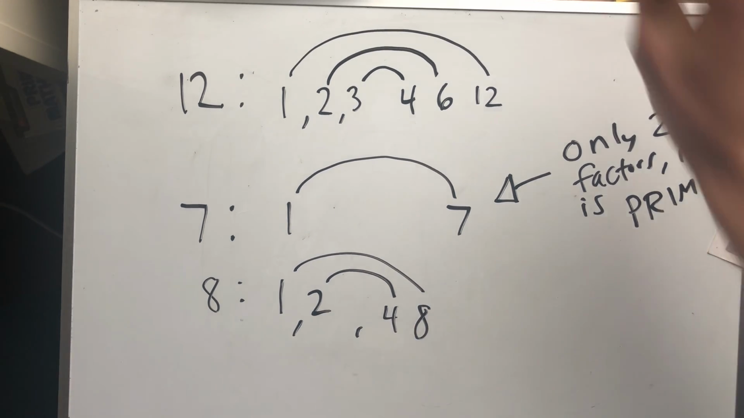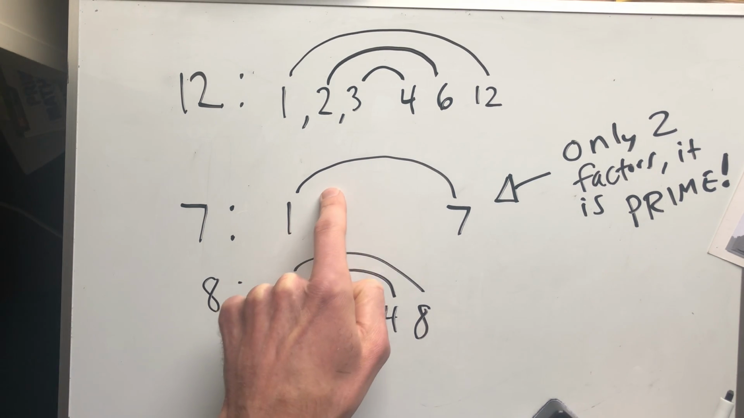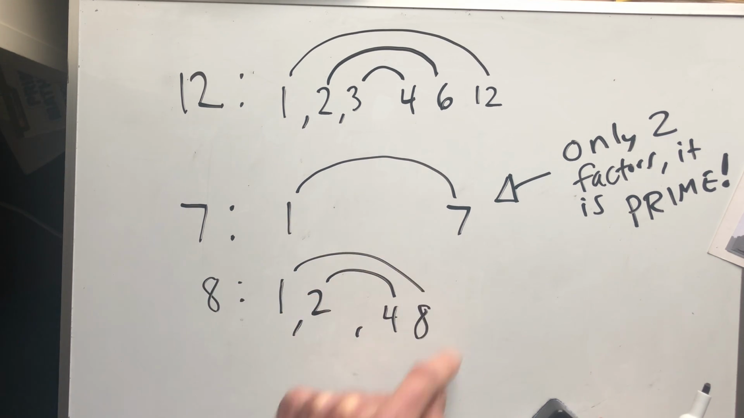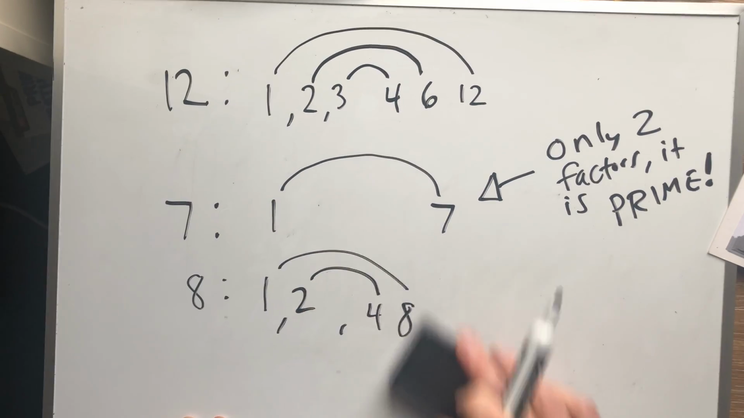So no, that's not prime. Because look, I have 2 little loops there. I have 2 parts of my rainbow. It's only prime if you only have 2 factors. The first one's number 1. The second one is the number itself.